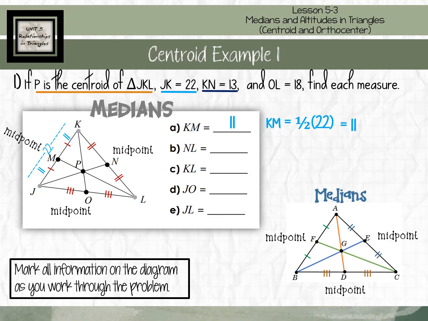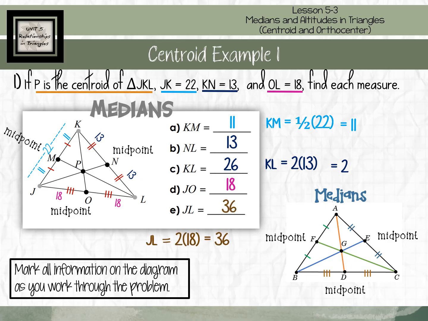Next piece of information they give us is the length of segment KN is 13. So if we're looking for the length of segment NL, it's going to be the exact same thing. So that is also 13. The length of segment KL, well, that's that entire side. So we could either add 13 and 13 or double 13. We get 26. Next piece of information they give us is the length of segment OL is 18. Mark it, which means the length of segment JO is 18. And the length of segment JL is going to be those two combined, or 36.